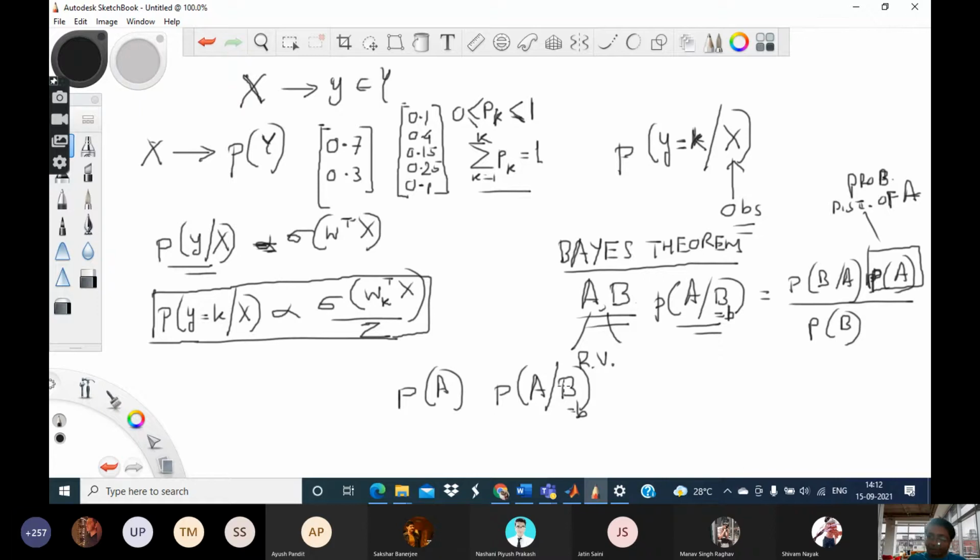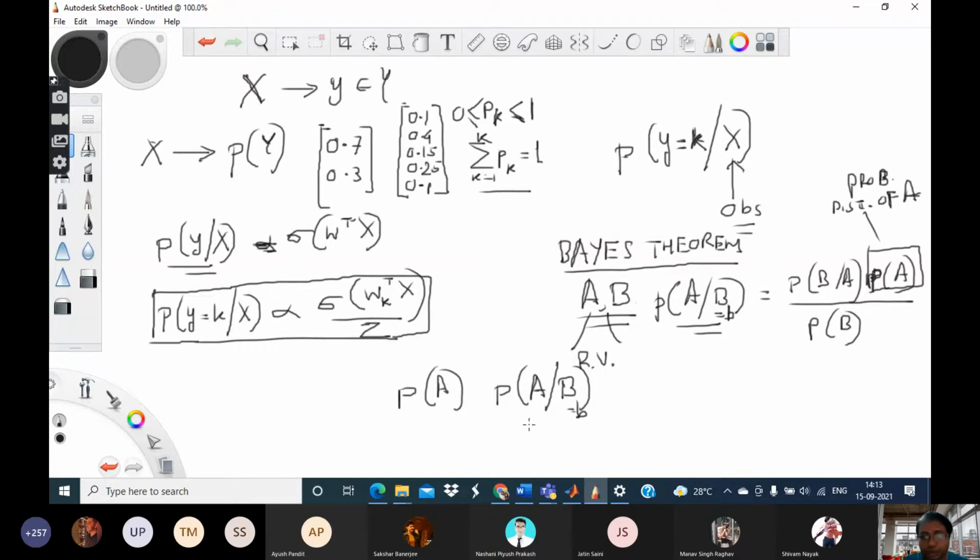What value it takes maybe is not important, but the thing is that you already know what value this random variable B takes, and then you are trying to get an estimate on what value A is going to take. Clearly, these two things are not the same. Probability of A can happen for various possible values of B, but here we are talking about what will be the value of A for one specific value of B.